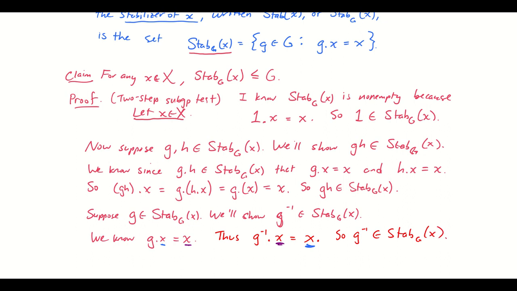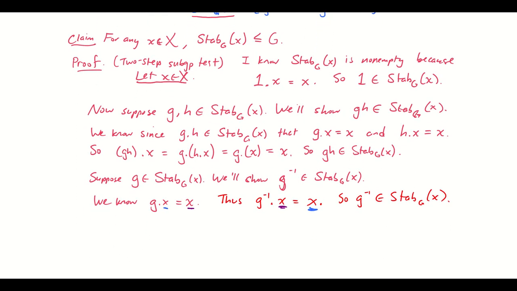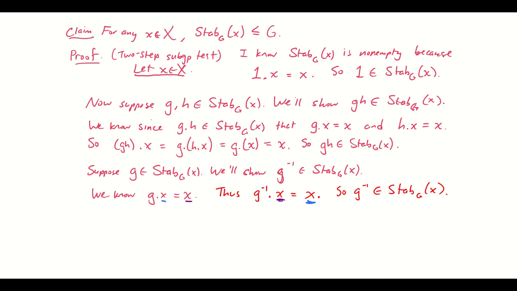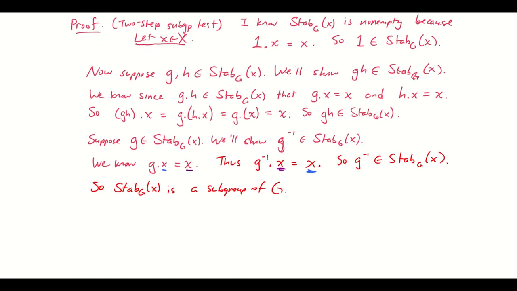All right, so now we've shown that the stabilizer is closed under multiplication and contains all of its inverses. So the stabilizer of X is a subgroup of G. All right, now the other thing I want to introduce in this video is something called the orbit of an element of X.